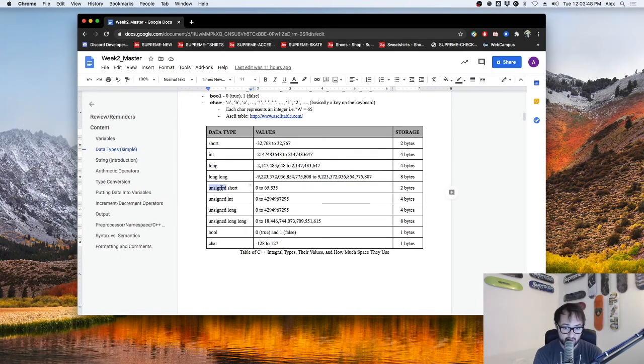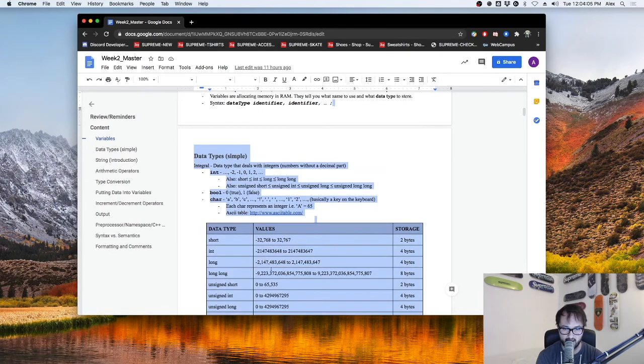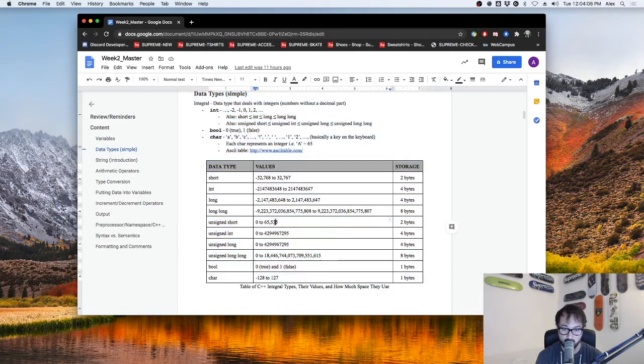So when you do an unsigned version of these, obviously it's going to pretty much double, plus 1, the amount that you can hold in the positive range. So an unsigned short still holds 2 bytes, but instead of going from negative, it goes from 0 to 65,000. And then an unsigned int goes from 0 to 4 billion. And then an unsigned long, which is the same thing as an int because they're both 4 bytes, goes to 4.2 billion as well. And then this unsigned long goes to 18.446, whatever that number is.